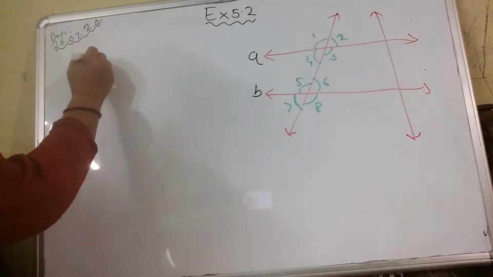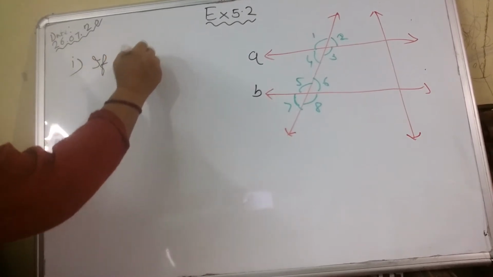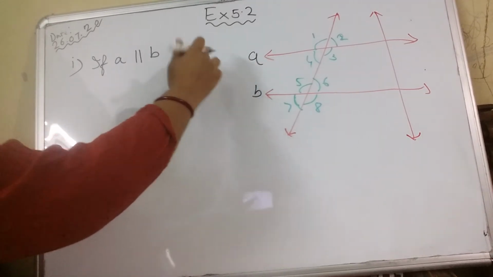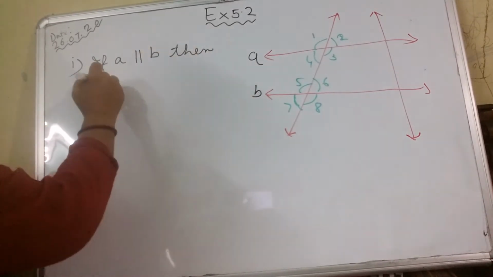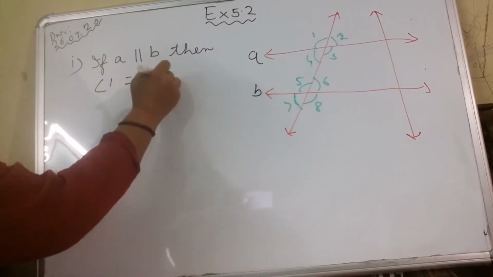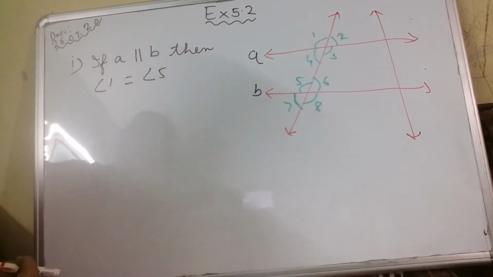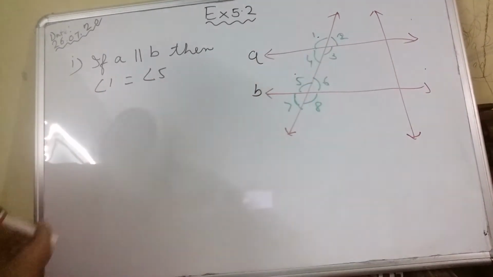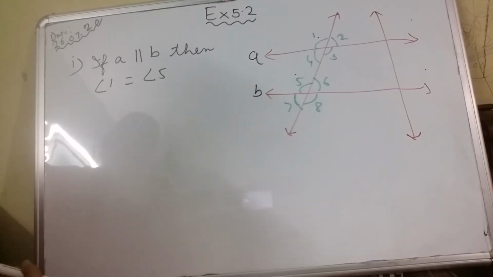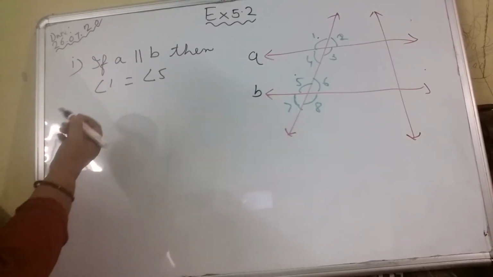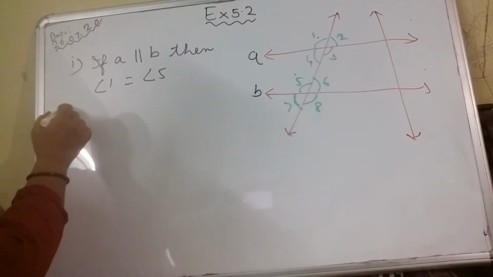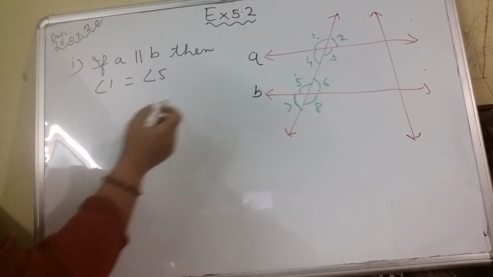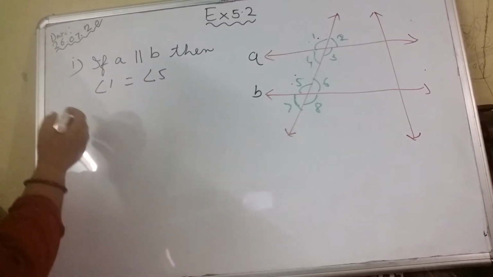First one is if A parallel to B. That means if lines A and B are parallel, then angle 1 equals angle 5. Which property is used here? That means angle 1 and angle 5 are corresponding angles. So that property is when two parallel lines are cut by a transversal, then the corresponding angles are equal in measure.